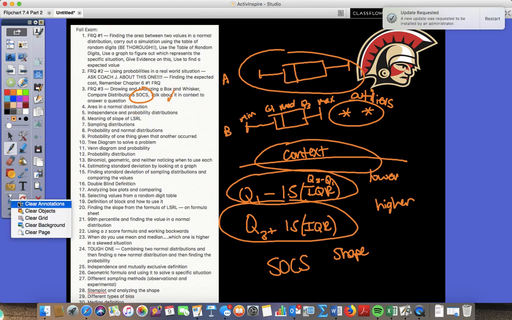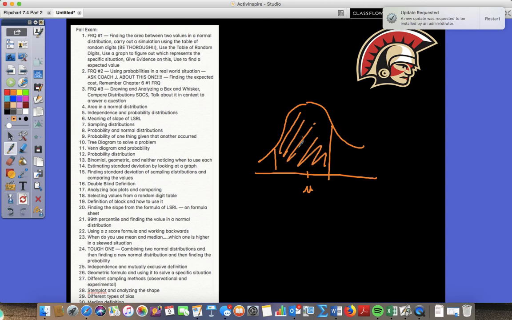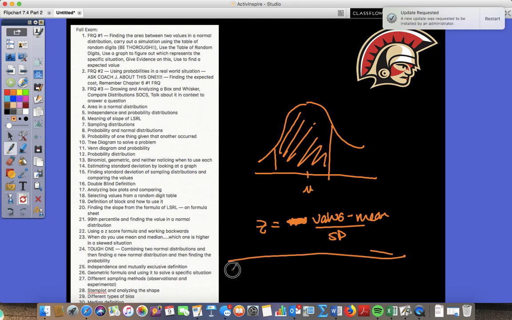All right, number 4, we just talked about an area in a normal distribution. Make sure you know how to do that. Make sure you know how to do this both with if I'm finding this area, right? Here's my mean, and I'm looking here. Know how to find that using normal CDF. Also, make sure that you know how to use a z-score, that it's my value minus my mean divided by my standard deviation, right?